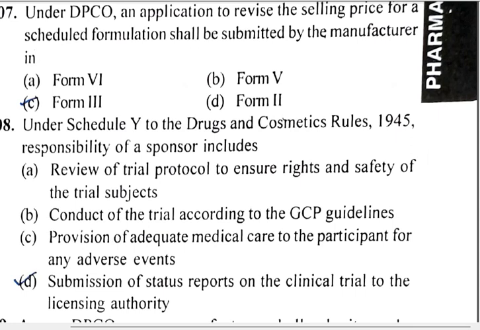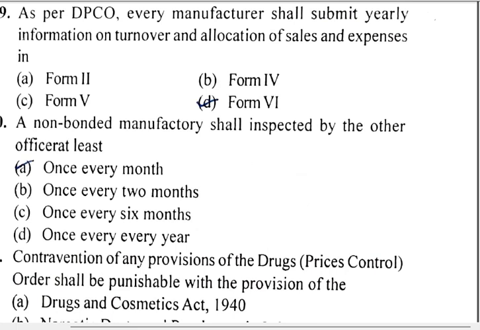Under Drug Price Control Order, an application to revise the selling price for a scheduled formulation shall be submitted by the manufacturer in Form 3. Under Schedule Y to the Drugs and Cosmetics Rules 1945, responsibility of a sponsor includes submission of status reports on the clinical trial to the licensing authority. As per DPCO, every manufacturer shall submit yearly information on turnover and allocation of sales and expenses in Form 6. A non-bonded manufactory shall be inspected by the excise officer at least once every month.